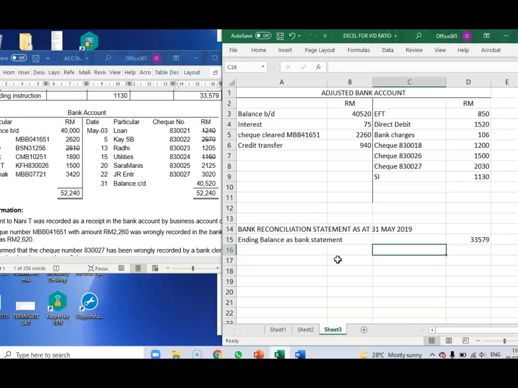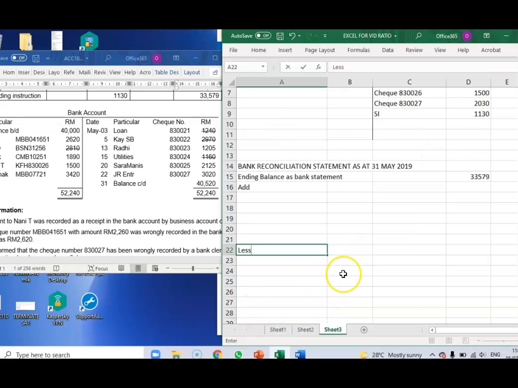In the bank reconciliation, you add the money that has not been received by the bank, and then we need to less the money that has been issued by us, but the bank has not recorded yet.